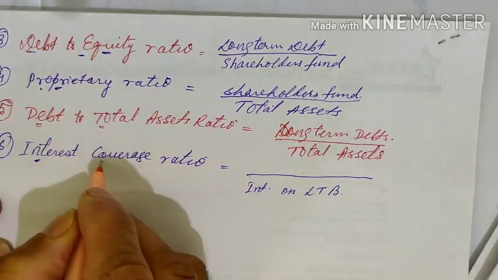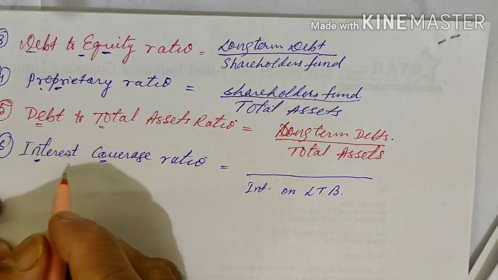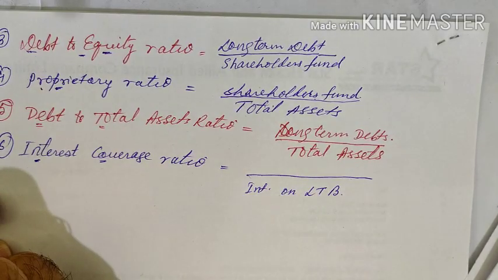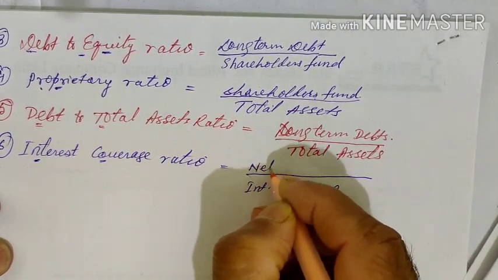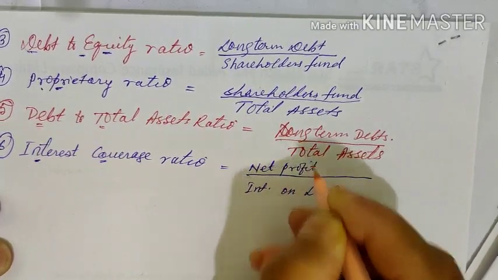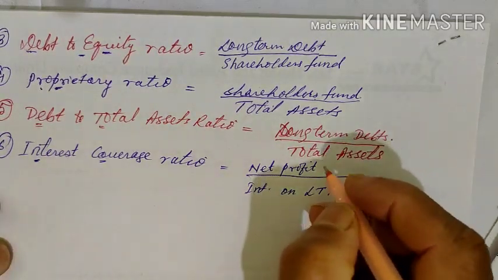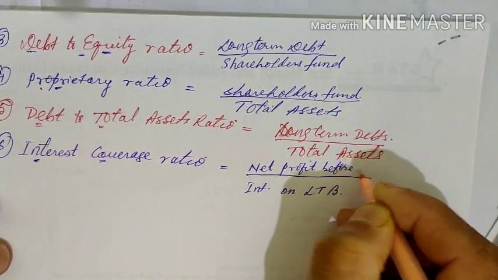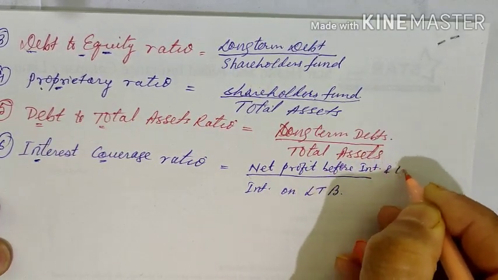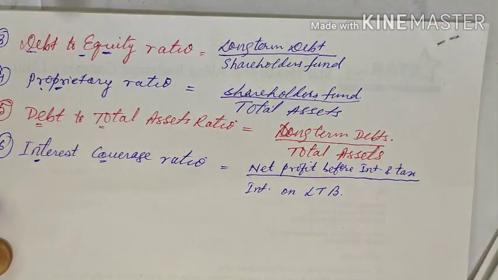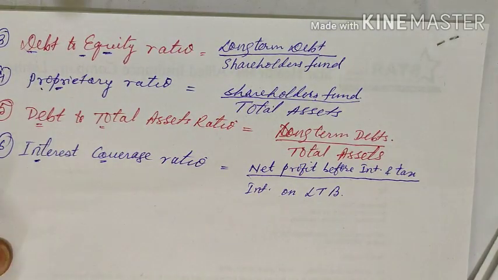This interest will be covered from which amount? This interest will be covered from the profit generated by the business. So that's why the other factor will be the profit. So here we'll have net profit. And net profit can be before interest and tax, or net profit can be after interest and tax. So here we are going to take net profit before interest and tax. So these are the two factors we'll be considering here to find out the interest coverage ratio.